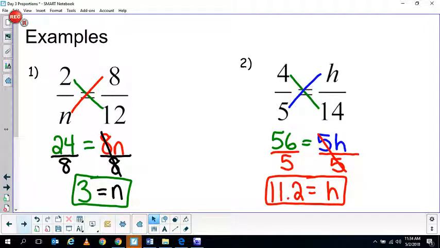So that is just a review of solving proportions so that we can apply it to some unit rates and unit analysis in the next few lessons. What you can do now is go and practice some of these to make sure you have the process down.